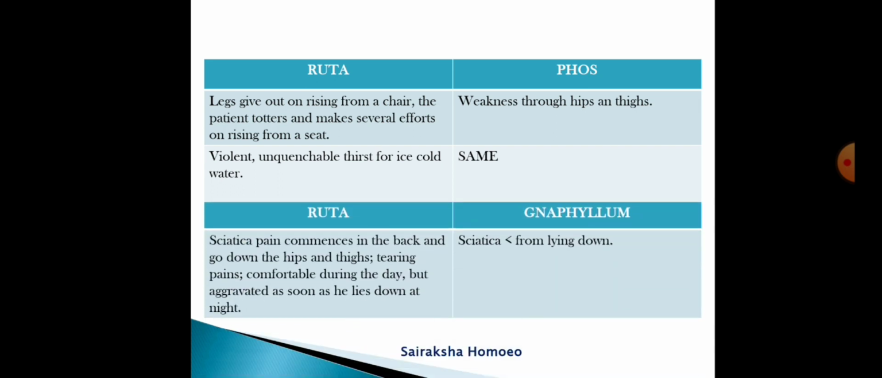Next difference is Ruta and Gnaphalium in sciatica. So in Ruta, the sciatica pain commences in the back and goes down the hips and thighs. There are tearing pains, comfortable during the day but aggravated as soon as he lies down at night. While in Gnaphalium, the sciatica is aggravated from lying down.